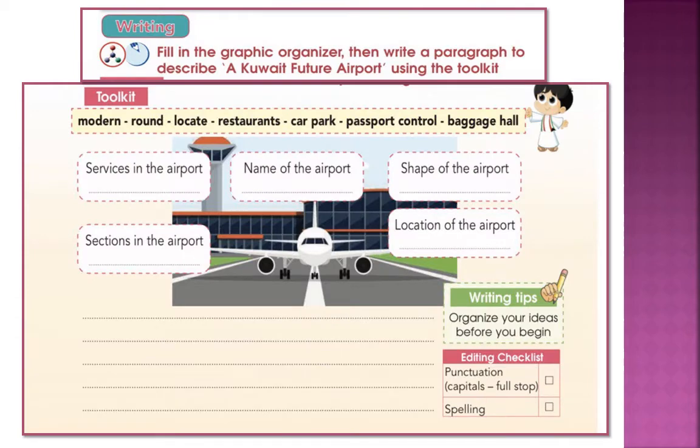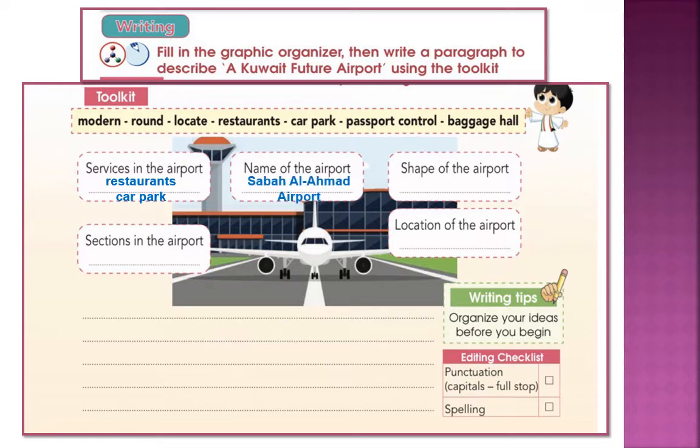Fill in the graphic organizer, then write a paragraph to describe a Kuwait future airport using the toolkit. Here we have some words to use to write a paragraph about a Kuwait future airport. We have the words modern, round, locate, restaurants, car park, passport control, baggage hall. Services in the airport: restaurants, car park.